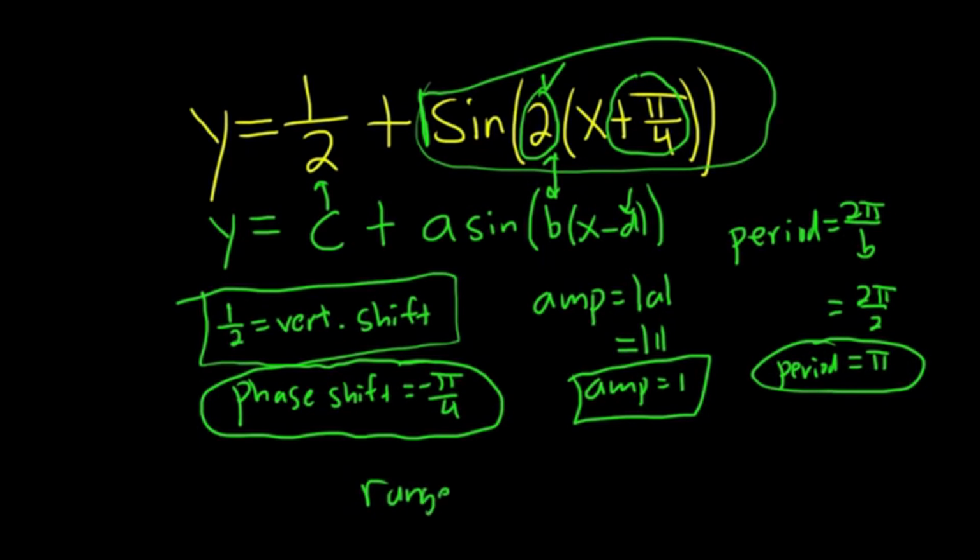To find the range, you kind of have to think about it a little bit. So the amplitude is 1. That means ignoring the vertical shift, you'd be looking at a range of negative 1 to 1. So when you add 1/2 to that, you're adding 1/2 to each of these. So that means that your range would be, let's see, negative 1/2 to 3/2, right? Because you're adding 1/2 to each of these numbers. Negative 1 plus 1/2 is negative 1/2. And then 1 plus 1/2 is 3/2.